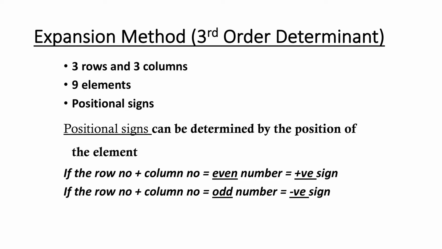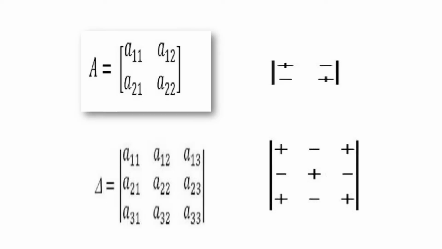Now, how do we know what is the position sign of the element? Let's take, for example, A11. When I say A11, that means first row, first column. Now, we add the row number and column number to find out the value. Now, 1 plus 1 means 2. So, if the resultant value is an even number, the sign is positive, that means plus. When the resultant value is an odd number, then the sign is negative or minus, right?